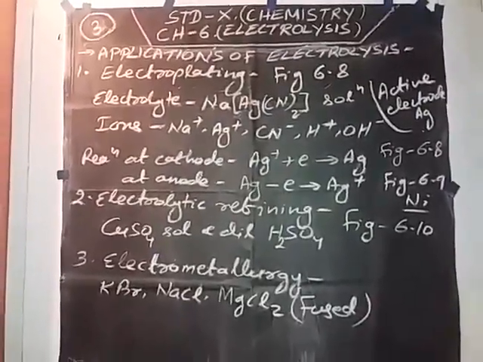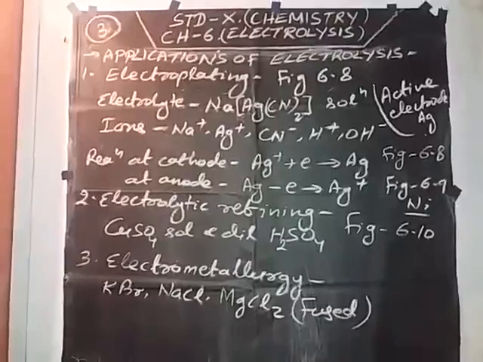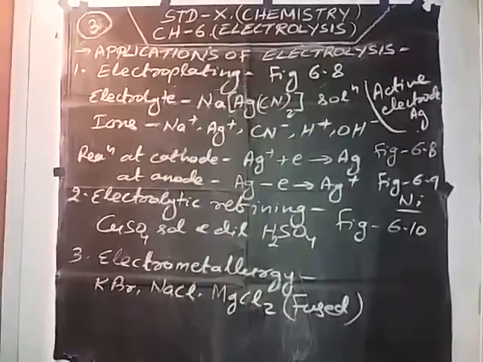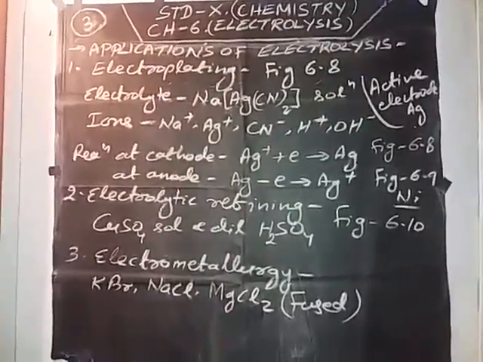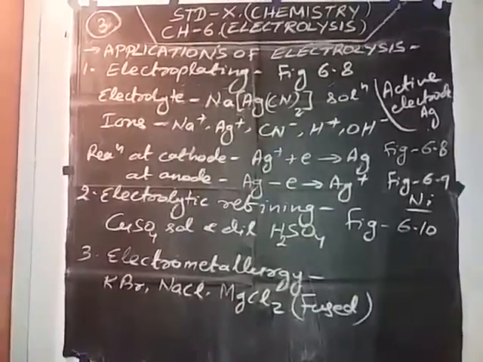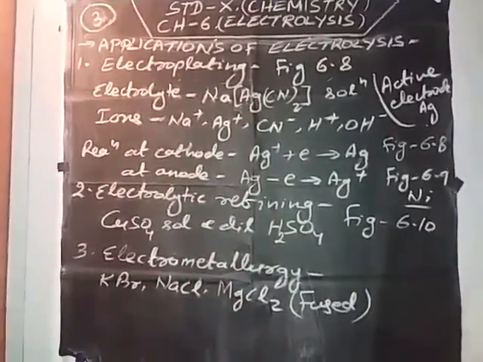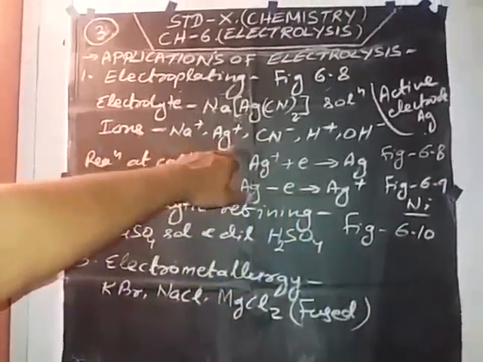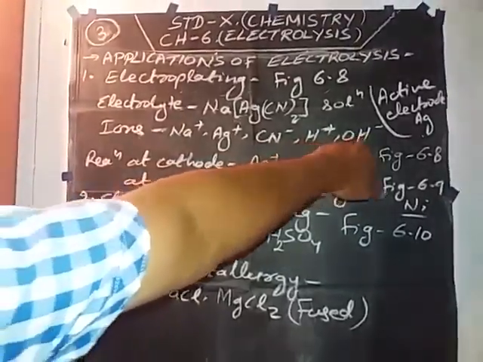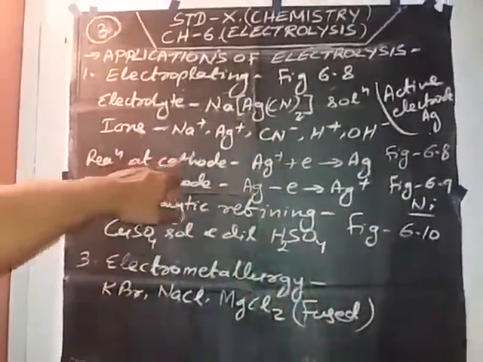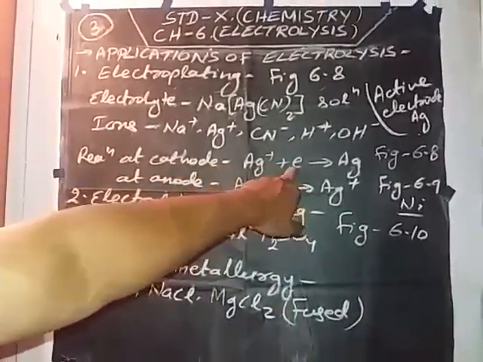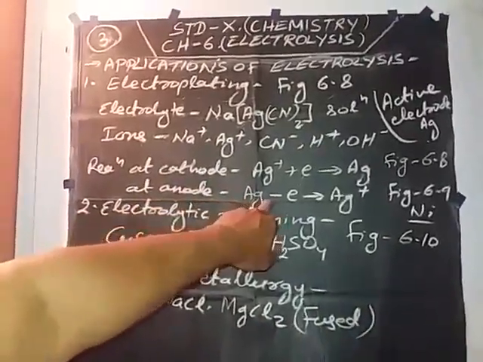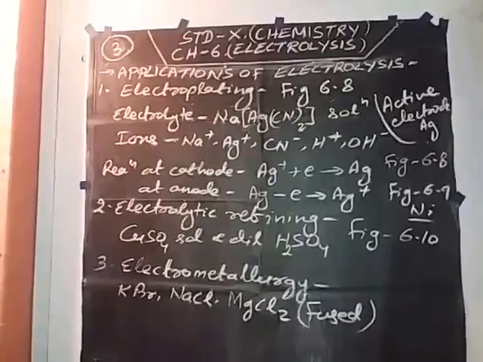Sodium silver cyanide is prepared by adding sodium cyanide to a solution of silver nitrate until the precipitate formed just dissolves. So you cannot directly take silver chloride or silver salt solution. You have to take sodium argentocyanide. In this electrolyte, the ions are sodium ion, silver ion, cyanide ion, hydrogen ion and hydroxyl ion. Reaction at cathode: silver ion gains an electron to form silver metal. At anode, silver loses an electron to form silver ion.